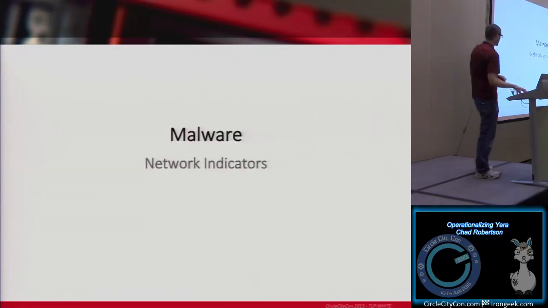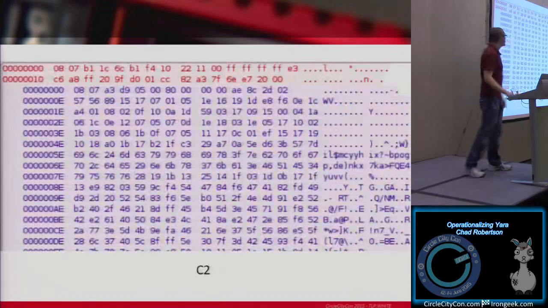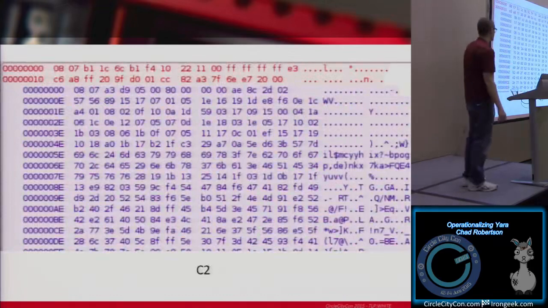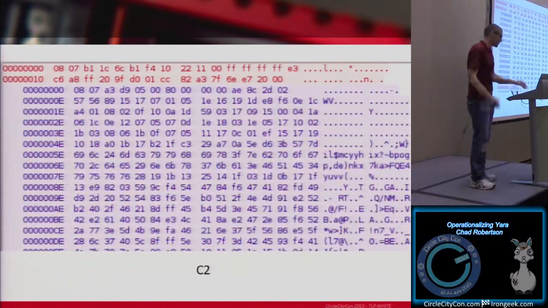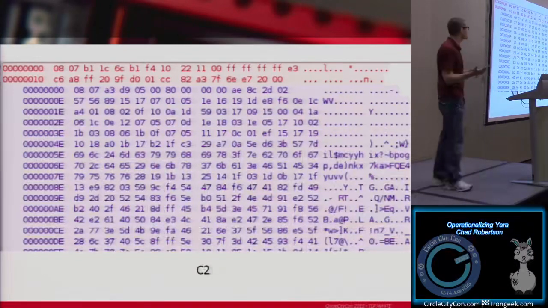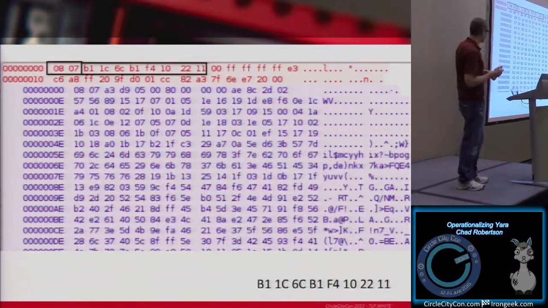Network indicators. So this is the malware portion. This is just a screenshot of a PCAP. This is just a bunch of junk, and this is C2 traffic. At the top, we can see something interesting: if we looked across multiple client requests, we would start to see that there's actually commonalities. I've highlighted the commonalities. The 0A07 is interesting, but we'll talk about that in a little while.